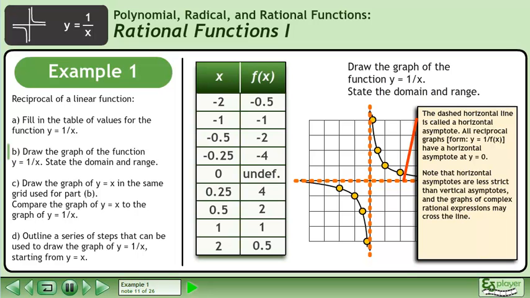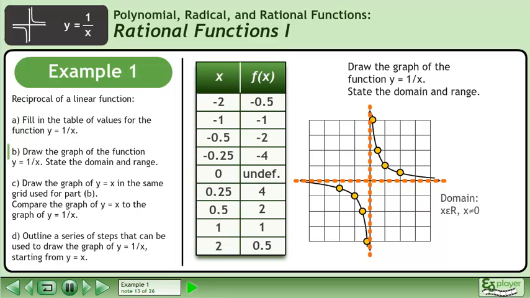Note that horizontal asymptotes are less strict than vertical asymptotes, and the graphs of complex rational expressions may cross the line. The horizontal asymptote is more of a trend line for the graph's end behavior. The domain is x belongs to the set of real numbers, with the restriction that x cannot equal 0. The range is y belongs to the set of real numbers, and the y value will never equal 0.